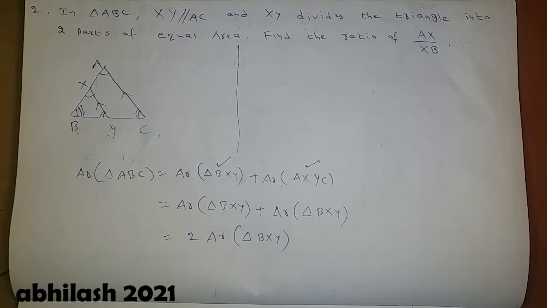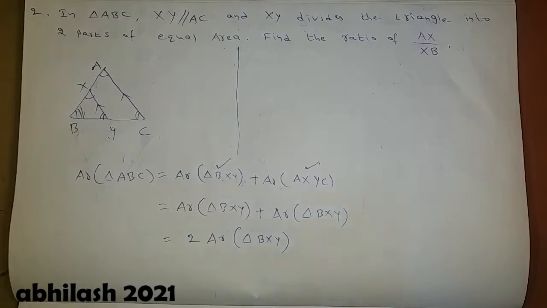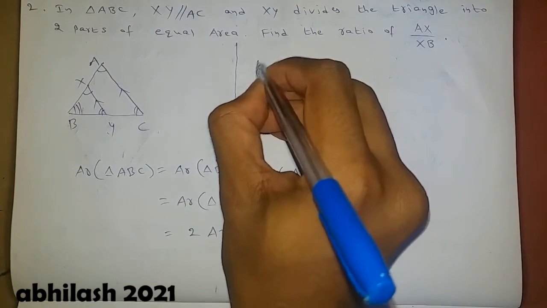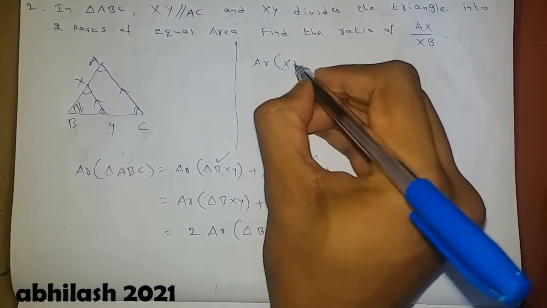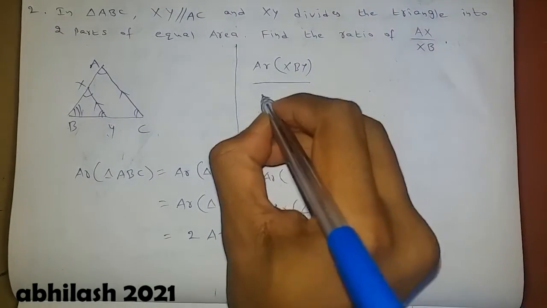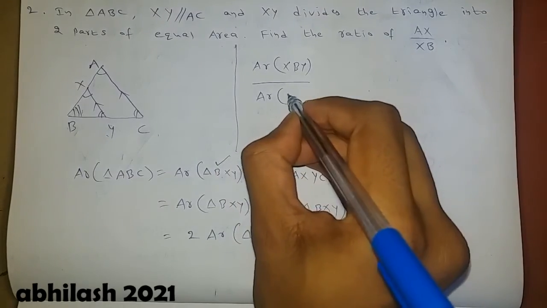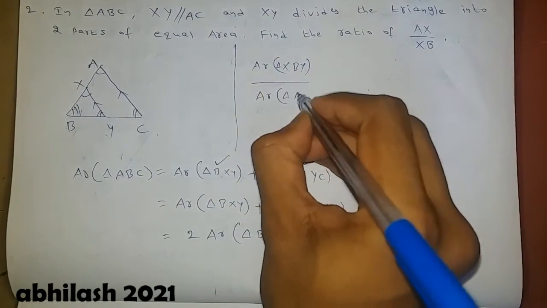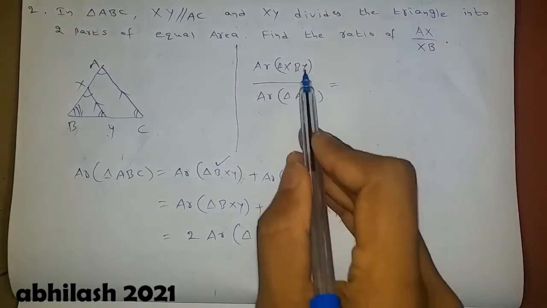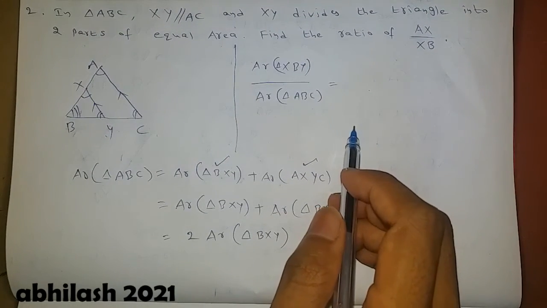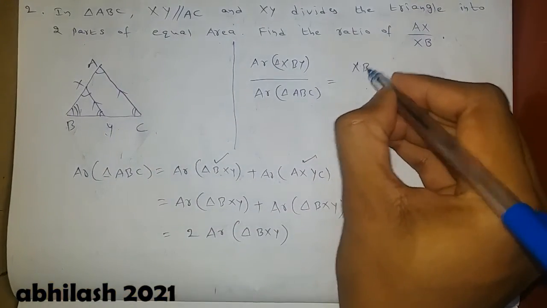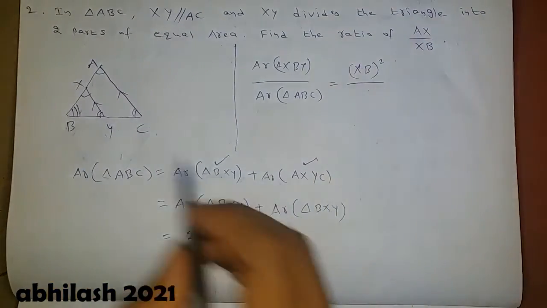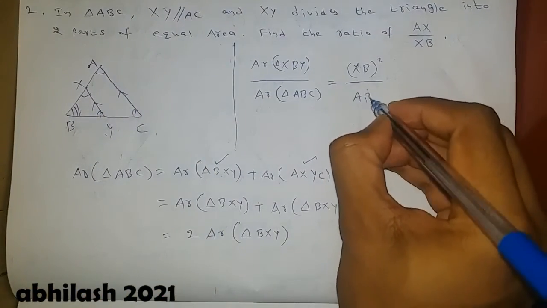Now if those two are similar to each other, we can find out the ratios. So I will find out the ratio of areas. Area of the smaller triangle XBY divided by area of the bigger triangle ABC. Already we know the ratio of areas is nothing but the ratio of squares of the corresponding sides. So I am taking the first side XB whole square divided by AB whole square.